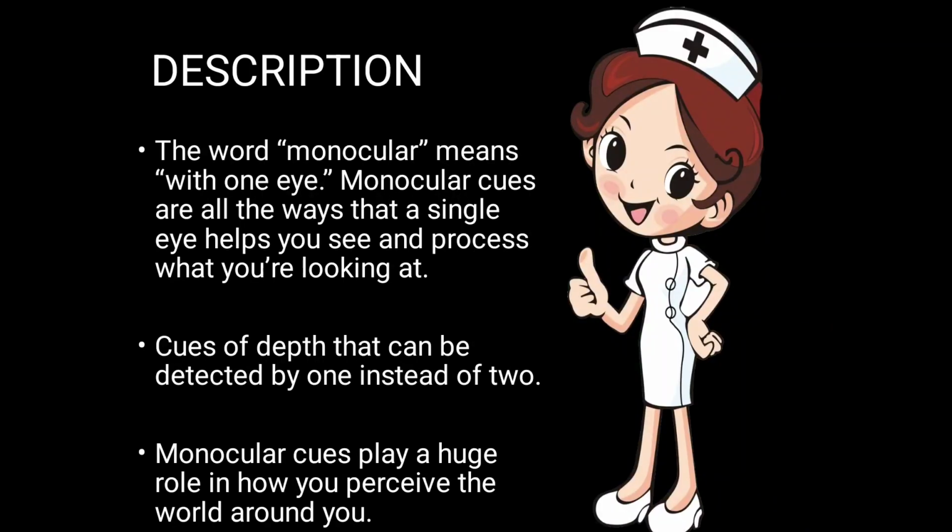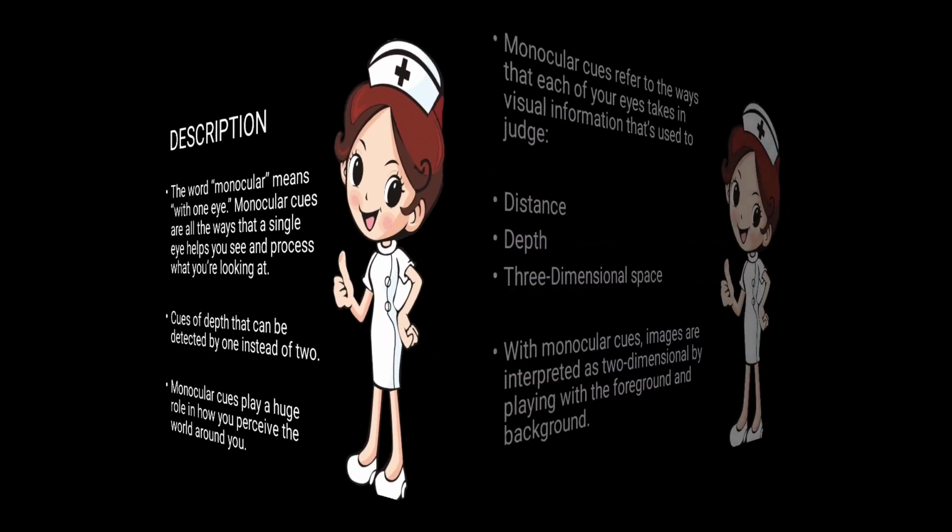So monocular cues are all the ways that a single eye helps you to see and process what you are looking at. In this case, the brain is equally functioning with the eye. So that's why we are able to observe with a single eye the things we are supposed to perceive with both eyes. Cues of depth can be detected by one eye instead of two. Monocular cues play a huge role in how you perceive the world around you.